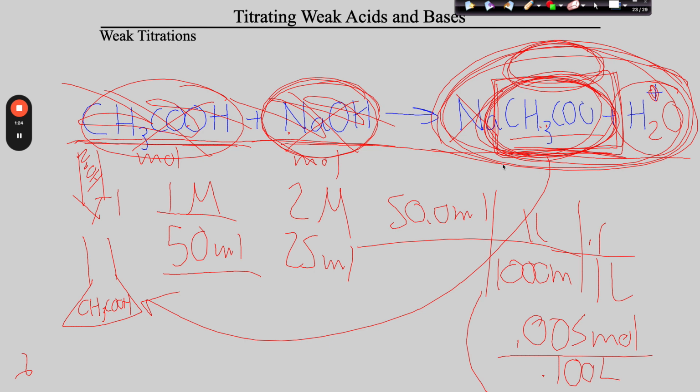So guys, the math is exactly the same after equivalence. How many moles of base did you add? How many moles of acetic acid did you start with? Subtract. That leaves you with the amount of sodium hydroxide that's in excess. Turn it into a molarity and take the negative log. Okay.